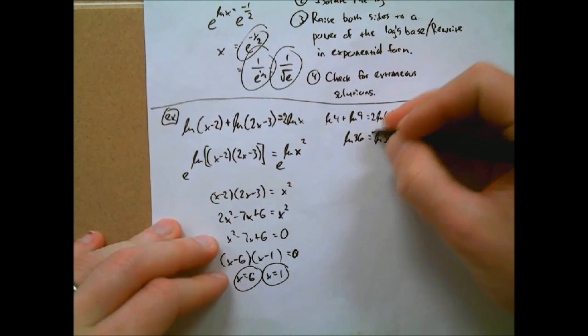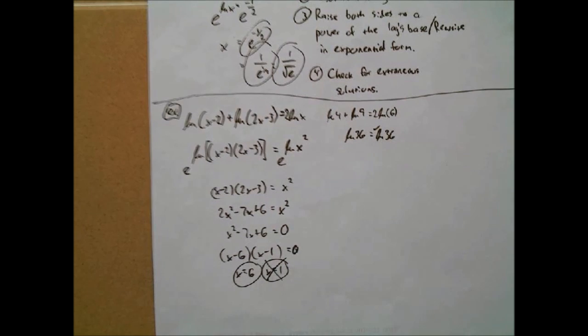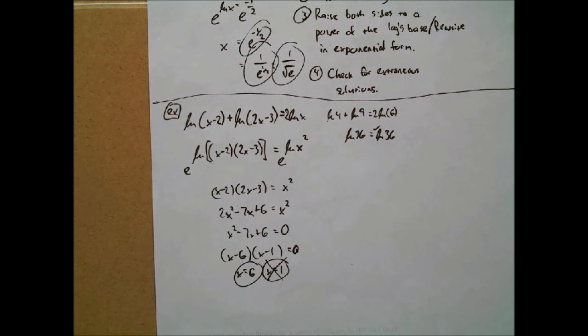All right, let's try 1. 1 minus 2 is negative 1. Natural log of negative 1 is not possible, right? So we have to throw out that one. Same thing for the natural log of 2x minus 3 as well, right? That would also be negative. No bueno.